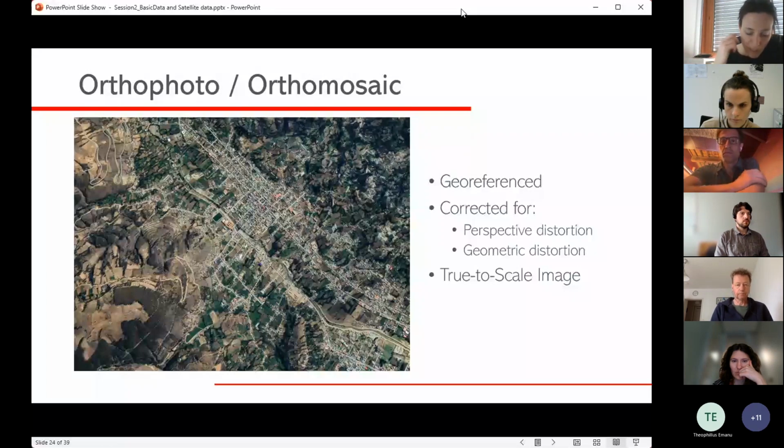Raw imagery from satellites or aircraft or even from drones will always be distorted due to just the way the camera is and the way the surface of the Earth behaves. So you would not be able to measure exactly from an unprocessed image.